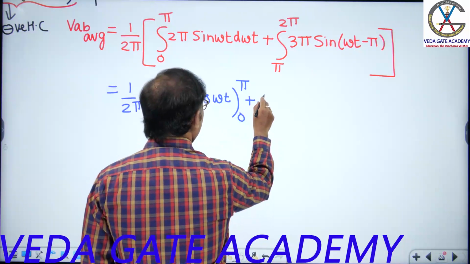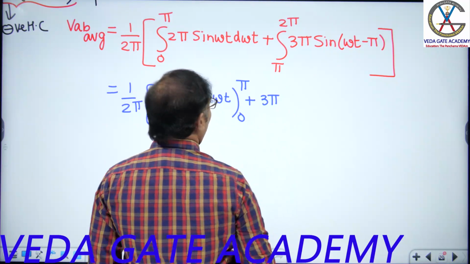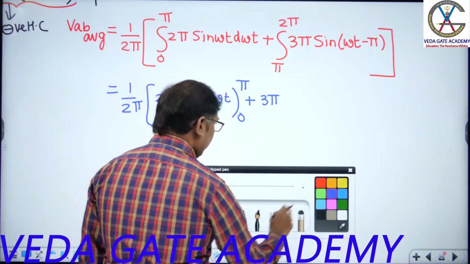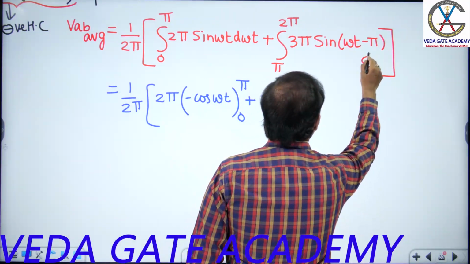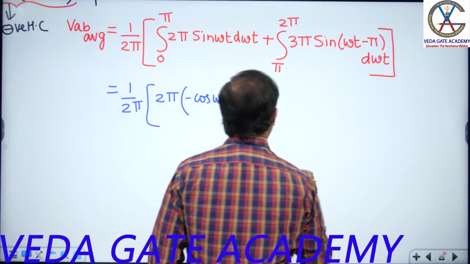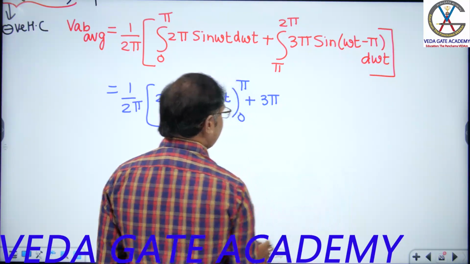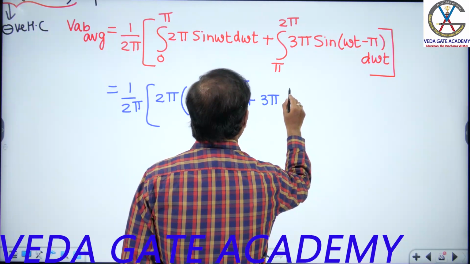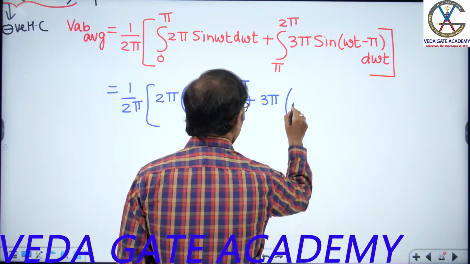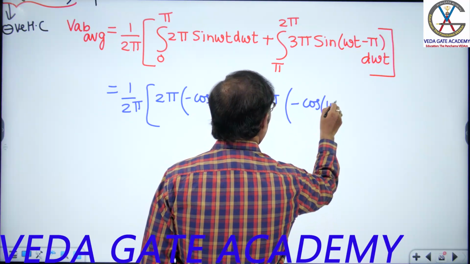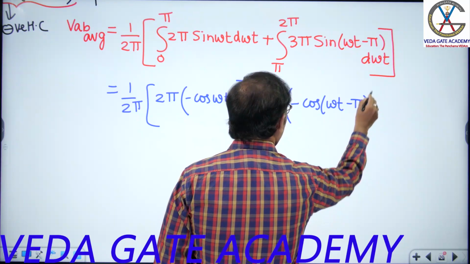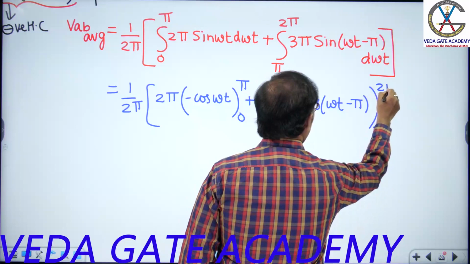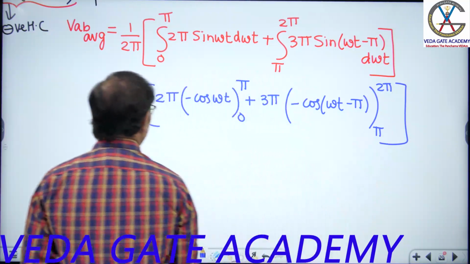Next, plus 3 pi times the integral of sine omega t, let me put d omega t over here. Even with the help of mathematics, we can write this directly: 3 pi into minus cos of omega t minus pi, limits pi to 2 pi. Outside you have 1 by 2 pi.